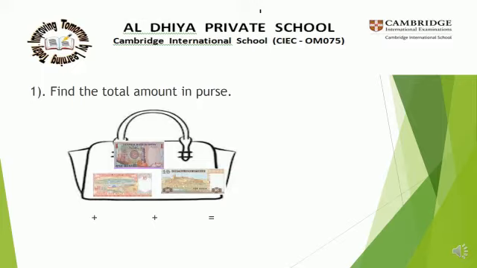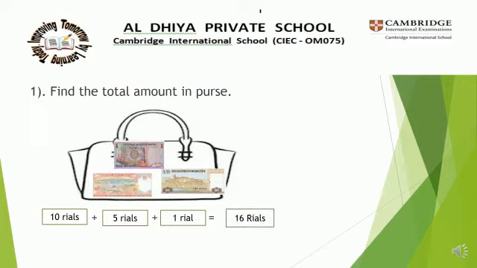There are 1 real, 5 real, and 10 real in the purse. First I have written 10 reals. You can see the 10 real note here. Write that first: 10 reals, 5 reals, then 1 real. So we have to find the total amount in the purse. First add 10 plus 5. 10 plus 5 is 15. And 15 plus 1 is 16. So the total amount is 16 reals.